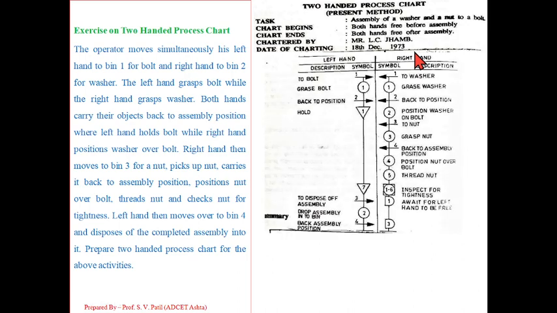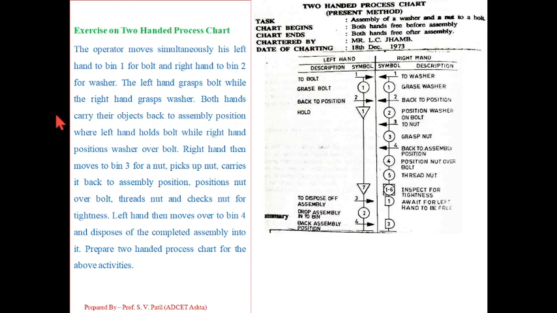Now these are the two different columns that are prepared for the two different hands. On the left hand side it is for the left hand, and on the right hand side it is for the right hand. Here the simultaneous activities that are performed by both hands are recorded.